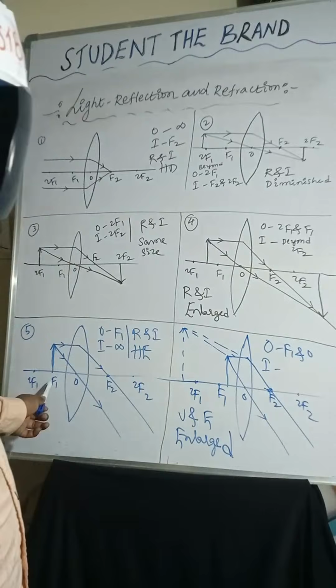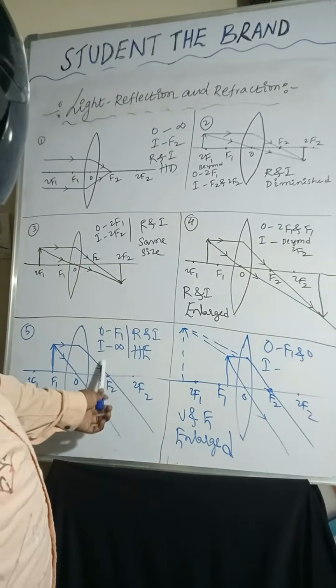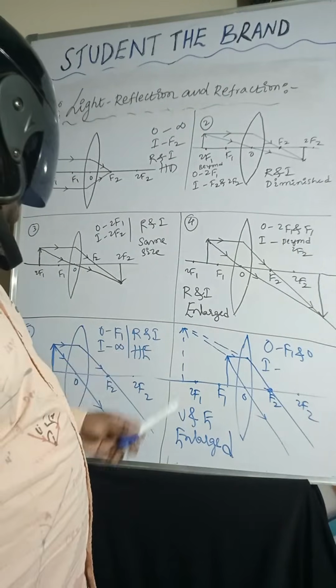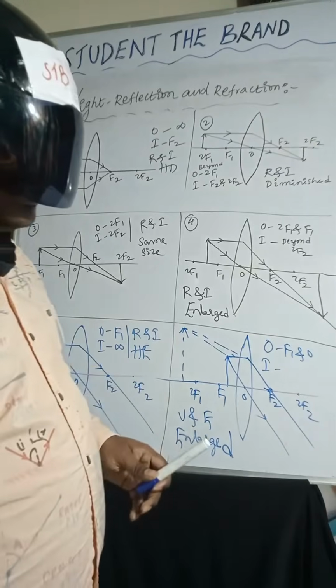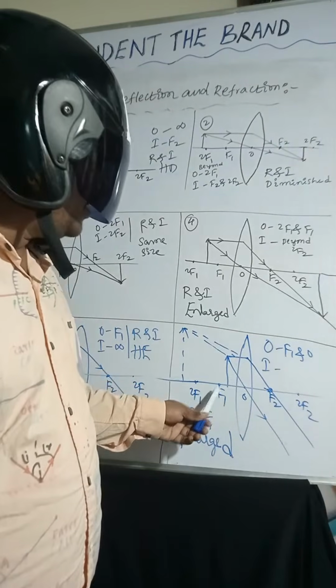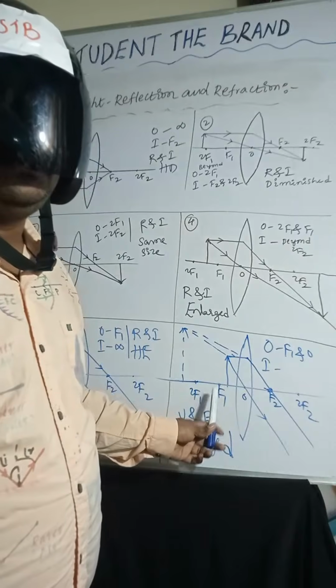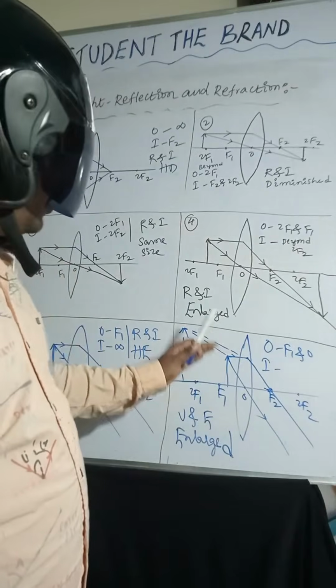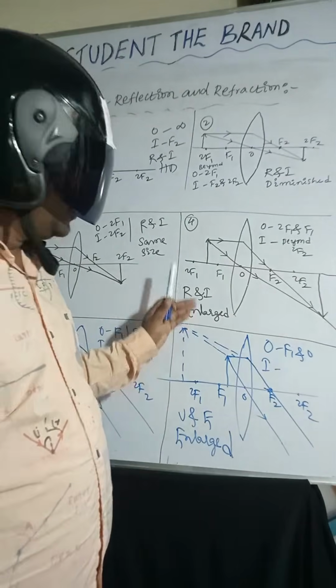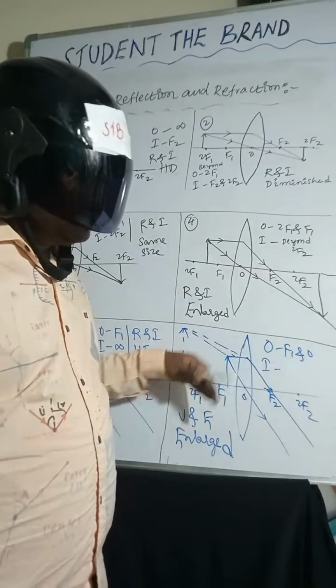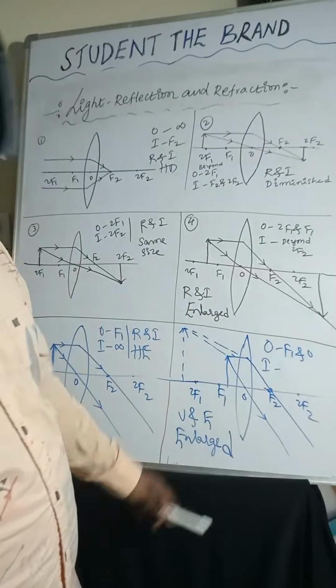Object is placed at F1. Image will form at infinity. Nature of the image is real and inverted. Size of the image is highly enlarged. Object is placed between F and O. Image will form on the same side of the object. So nature of the image is virtual, erect, and size of the image is enlarged.